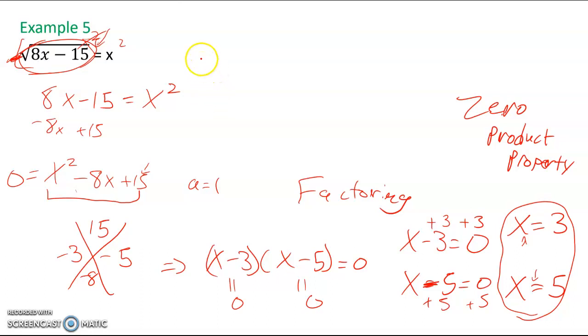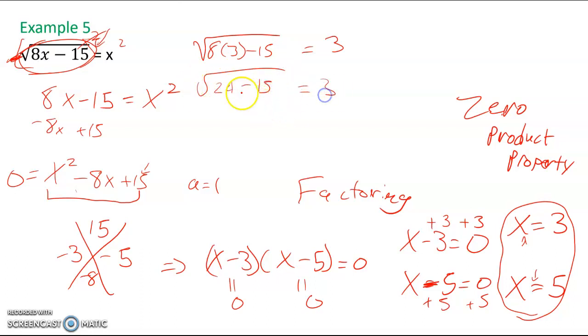So I'm going to plug in the 3 real quick. I'm going to do the square root of 8 times 3 minus 15 is equal to, plug in the x into my original equation, which is just 3. And let's see, if I do this, I'm going to get the square root of 24 minus 15 is equal to 3. 24 minus 15 is equal to 9, and the square root of 9 is indeed 3. So 3 is a good number for right now.